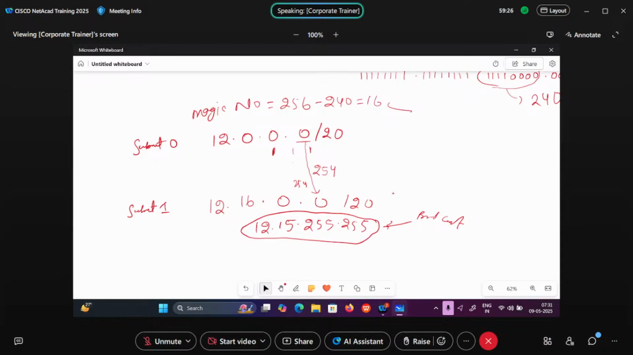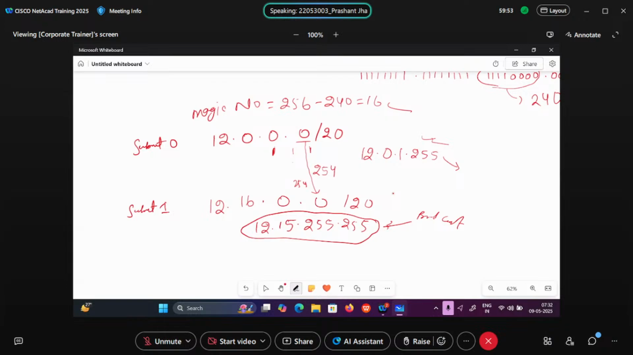Even if you type 12.0.1.255, will it be a usable IP for the host? Can we configure this IP on a host? No, sir. Why? Sir, the last octet has 255, so this will be the broadcast address. No, understand that.